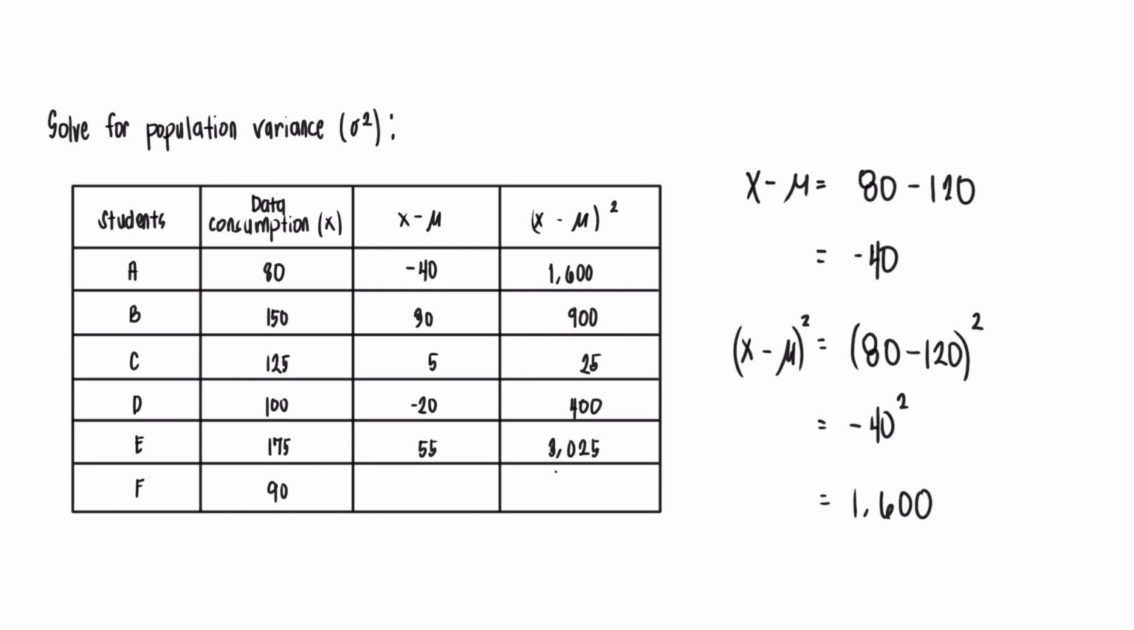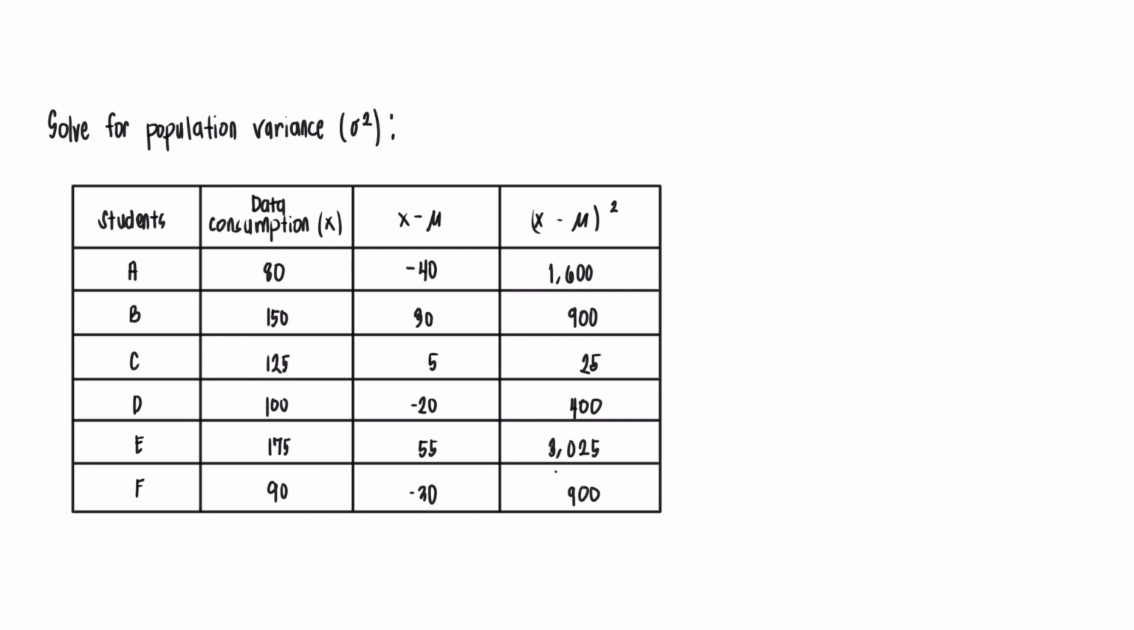After that, we are going to find the summation of the quantity of x minus mean squared. As you can see, since we squared each of the resulting observations, it means that the variance will be positive. So now, the summation of the fourth column is equal to 6,850.